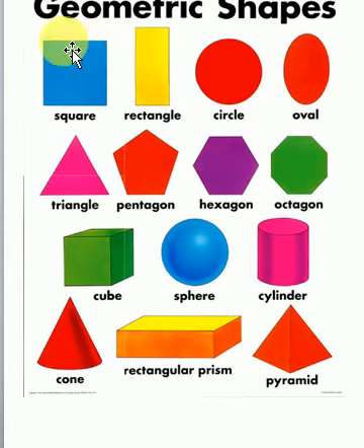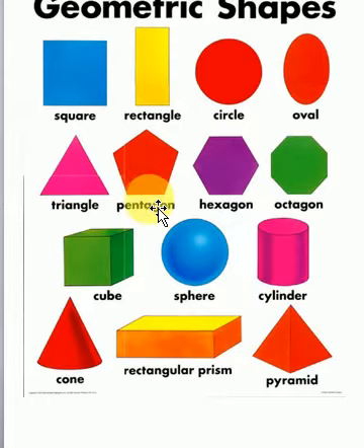From this square shape, how many sides are there? 1, 2, 3, 4. These are the edges. Rectangular shape has 4 sides. 1, 2, 3, 4. Circular has only one face. Oval is also the same. Triangular has 3 sides.